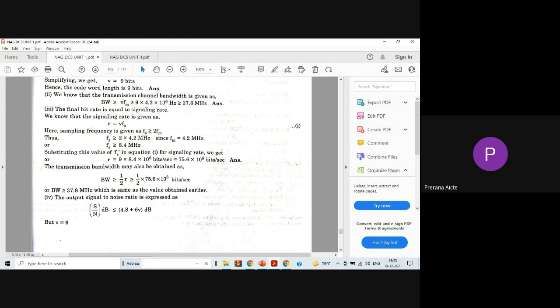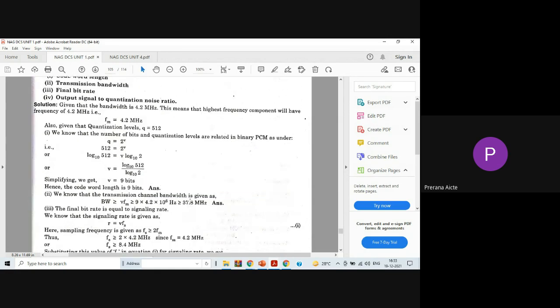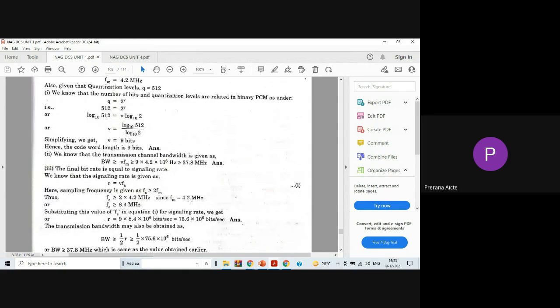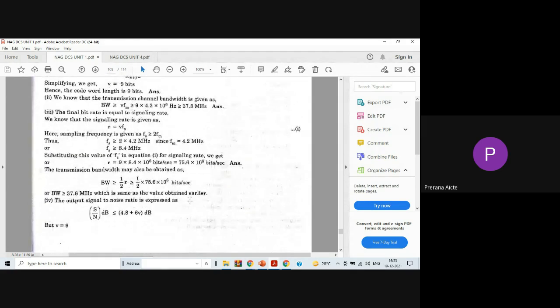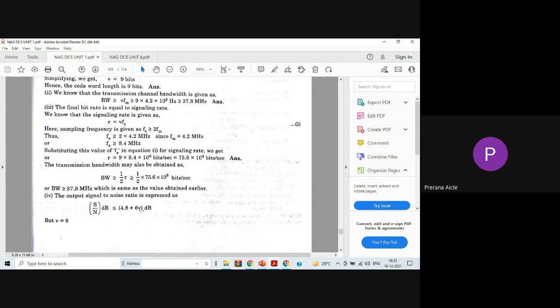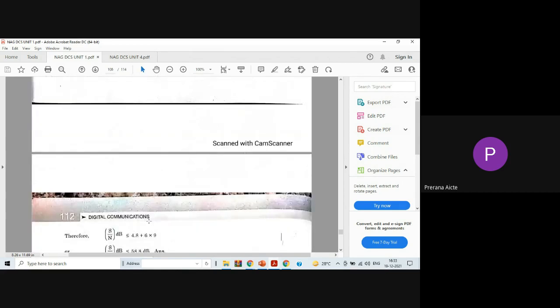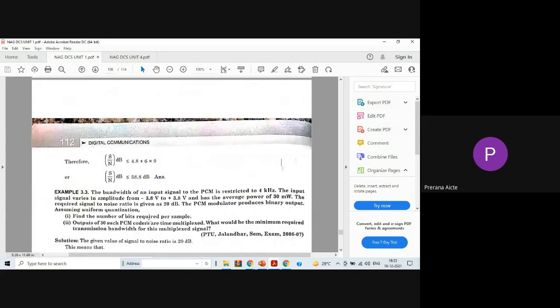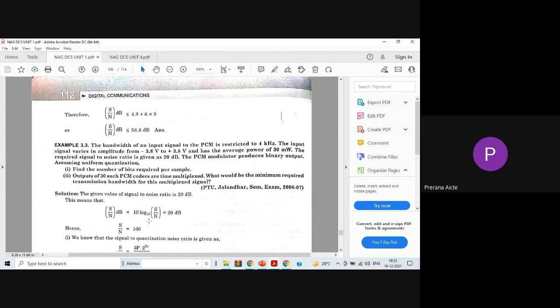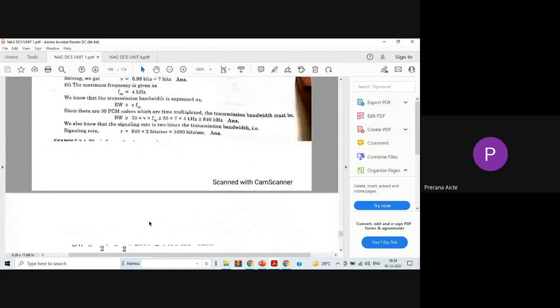Then we know the output signal to noise ratio. Just now we have seen the output signal to noise ratio. What is that formula? S by N in dB is less than or equal to 4.8 plus 6 into V, where V is nothing but the code word length. So S by N in dB equals 58.8 decibels. Okay, in this way you have to solve the problem. We'll see one more problem now.